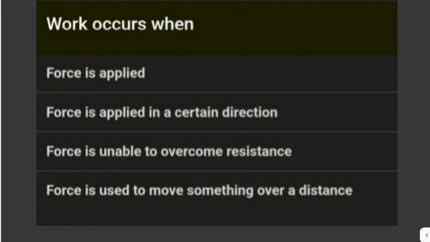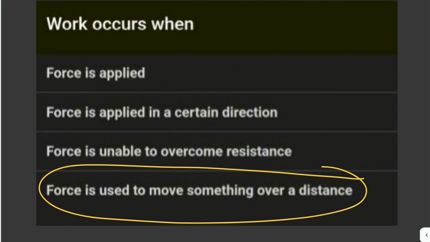Work occurs when force is applied. Force is applied in a certain direction. Force is unable to overcome resistance. Force is used to move something over a distance. So the answer here is this one. Force is used to move something over a distance.